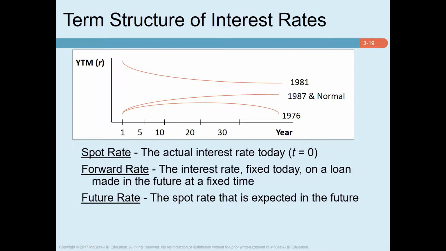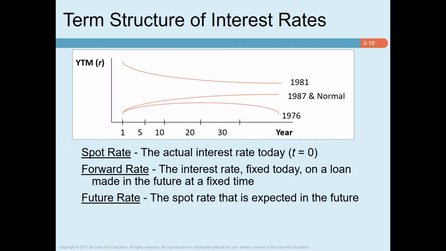Now, sometimes we become confused between forward rate and future rate. Okay. So a forward rate is an interest rate that is fixed today, okay, fixed today, and this rate will be paid in future time. For example, you enter into an agreement today and you set an interest rate of 5% that will be paid in future time. So that is the forward rate.